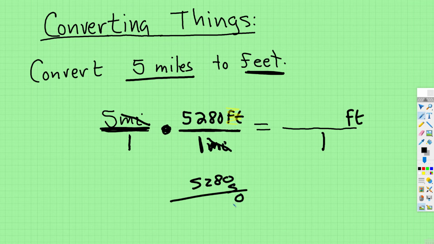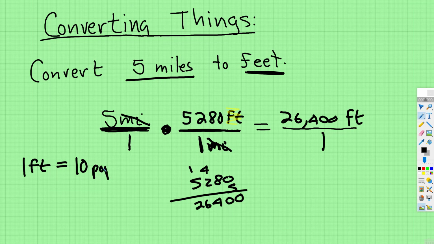0. 8 times 5 is 40. Carry the 4. 2 times 5 is 10. Carry the 1. So 26,400 feet. All right. So you could do that if you knew that 1 foot equaled 10 paper clips. You could do conversions with paper clips.